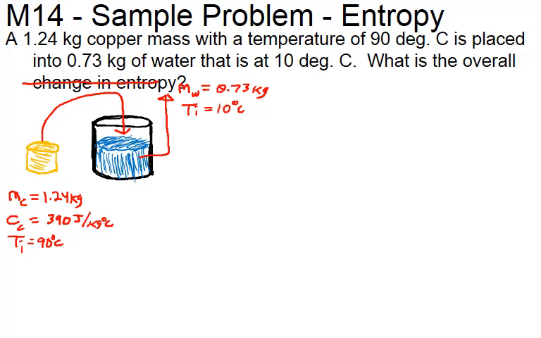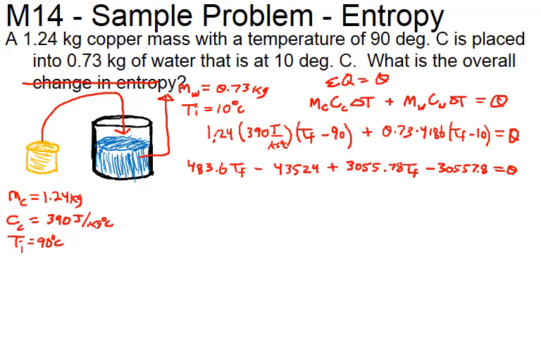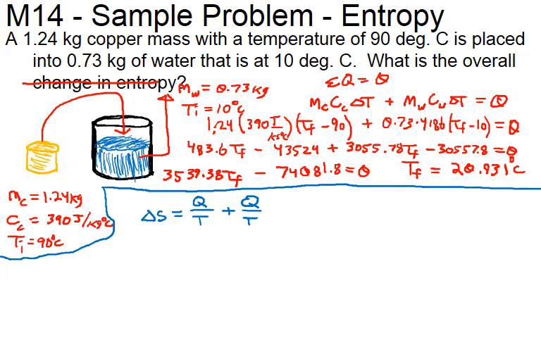All right, so the sum of the Q's equals 0. We've got those, and so we should get a final temperature of 20.931 degrees Celsius. Now that we know the final temperature, we can look at the entropy change for both the copper and the water. We're going to do both here. So see if you can do that, go ahead and pause the clip and try this here. And when you're ready to check, you can hit play to continue.